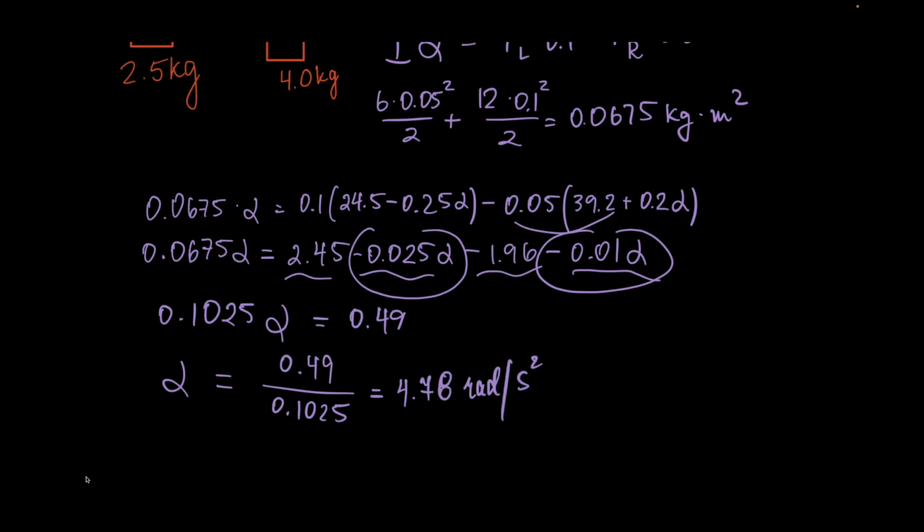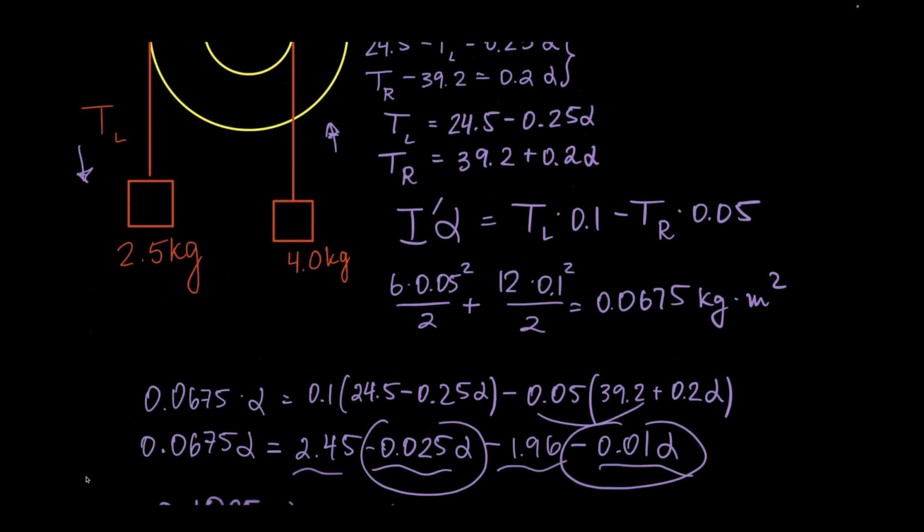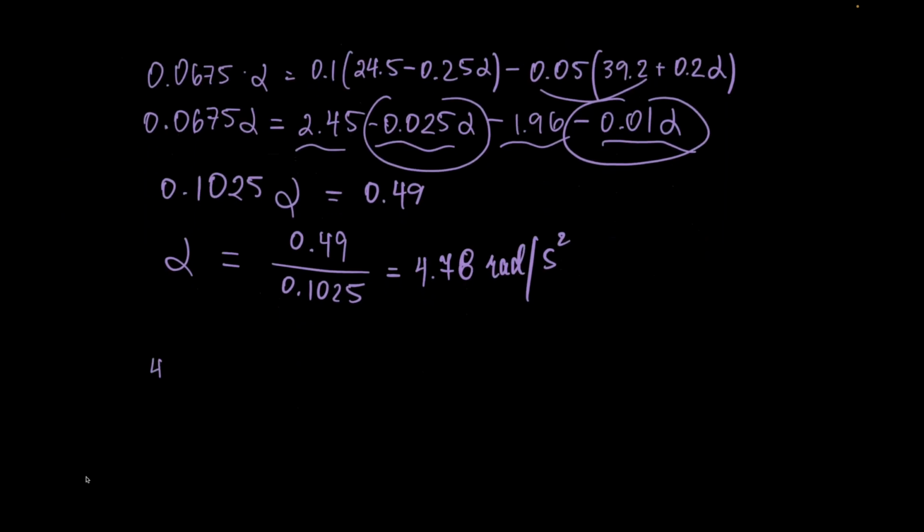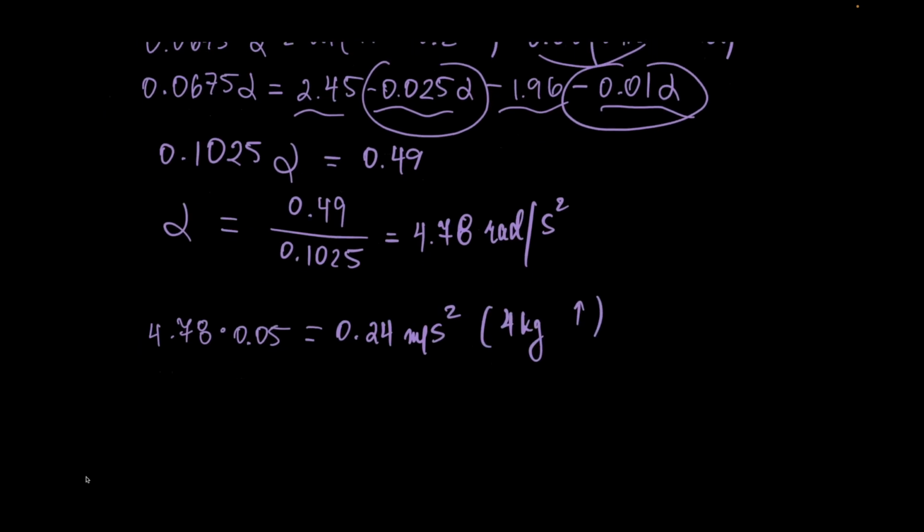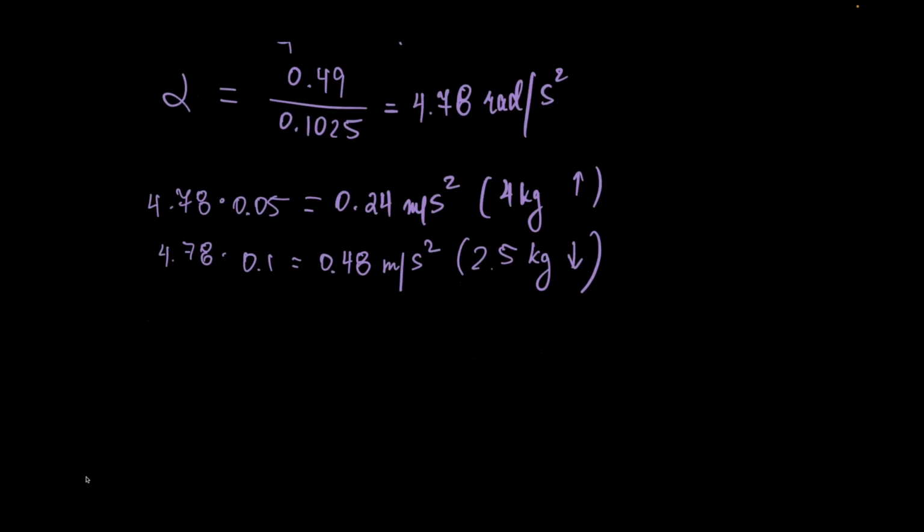So when I translate that into accelerations of my objects that are hanging on the pulleys themselves, the acceleration of the 4 kilogram object is going to be 4.78 multiplied by 0.05. I get, let's round it, 0.24 meters per second squared for the 4 kilograms, and it's going up. And then the same 4.78 times 0.1, obviously it's going to be 0.48 meters per second squared. That's the 2.5 kilograms, and it's going downward. So see how their accelerations are actually different.